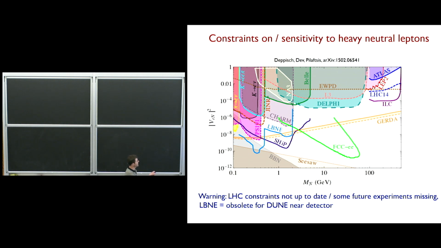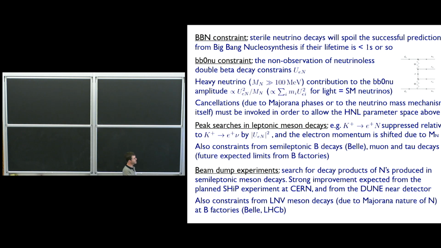You have constraints like here this π→eν or K→eν, which are due to peak searches in leptonic meson decays. A charged kaon can decay to an electron and a neutrino. So it means that it can also decay to, in that case, a positron and a sterile neutrino. But that rate will be suppressed relative to that one by U_eN squared. But the nice thing is that since this guy is massive, there will be a shift in the electron momentum due to the mass of the sterile neutrino, so that will result in a peak that is easy to see.